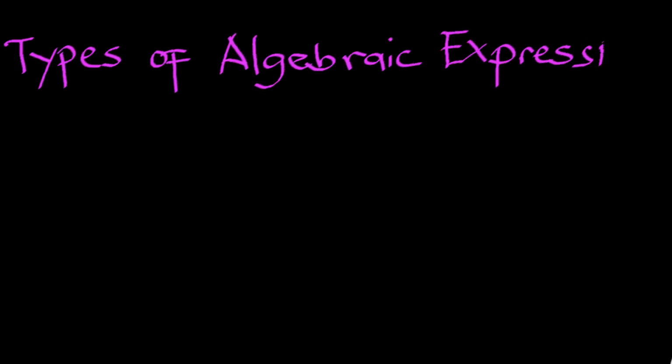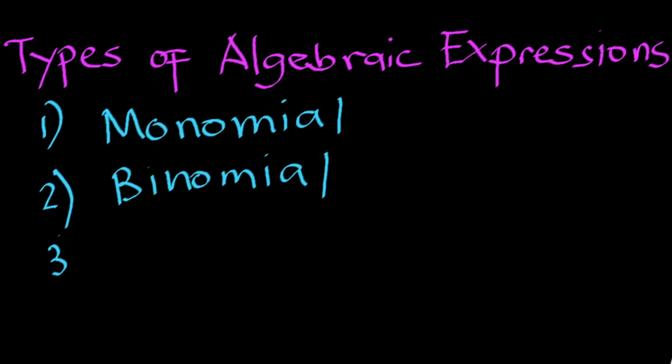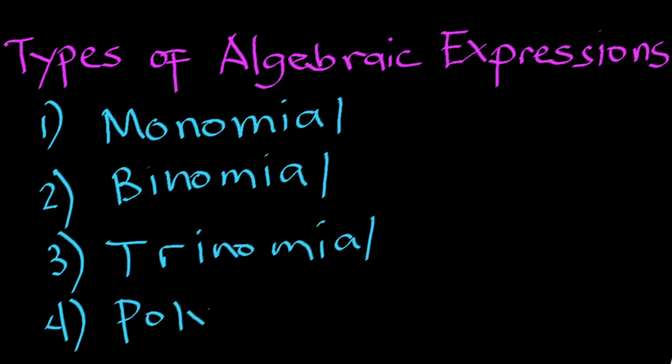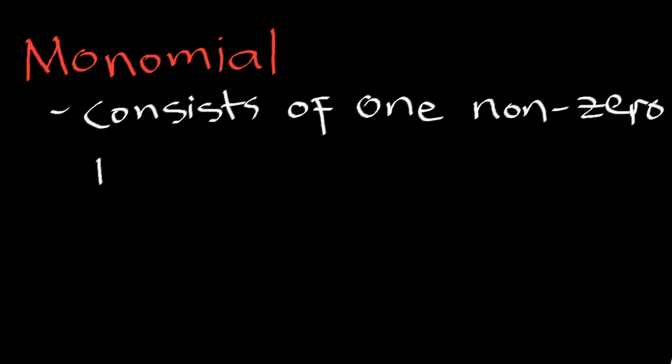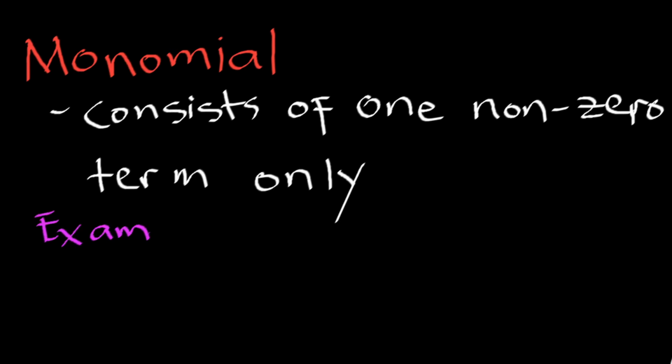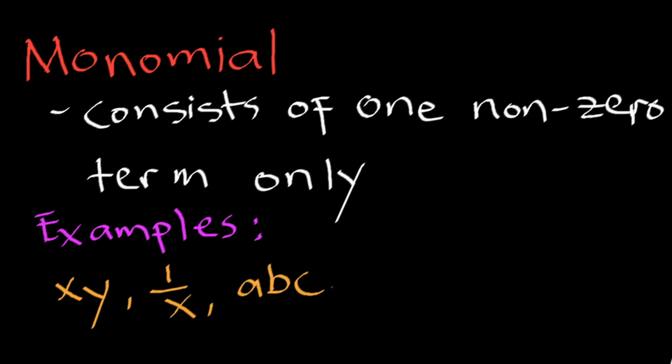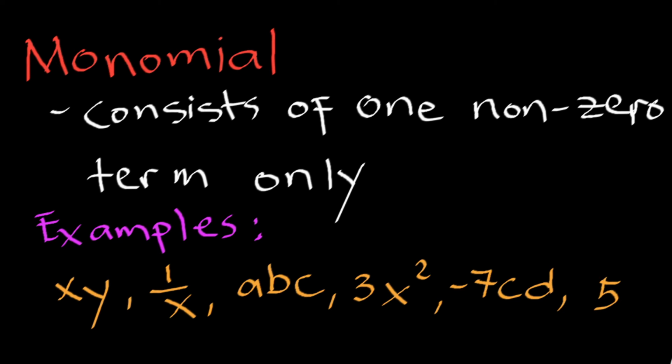Merong apat na uri ng algebraic expression. Yung una dyan ay monomial, next is binomial, then we have trinomial, and lastly ay meron tayong polynomial. Ang monomial ay meron lang isang non-zero term. Sa monomial, wala tayong makikitang addition or subtraction. Ang mga example na meron tayo ay xy, 1 over x, abc, 3x squared, negative 7cd, and 5. So as you can see, wala diyang addition or subtraction, although meron tayong either multiplication or division.